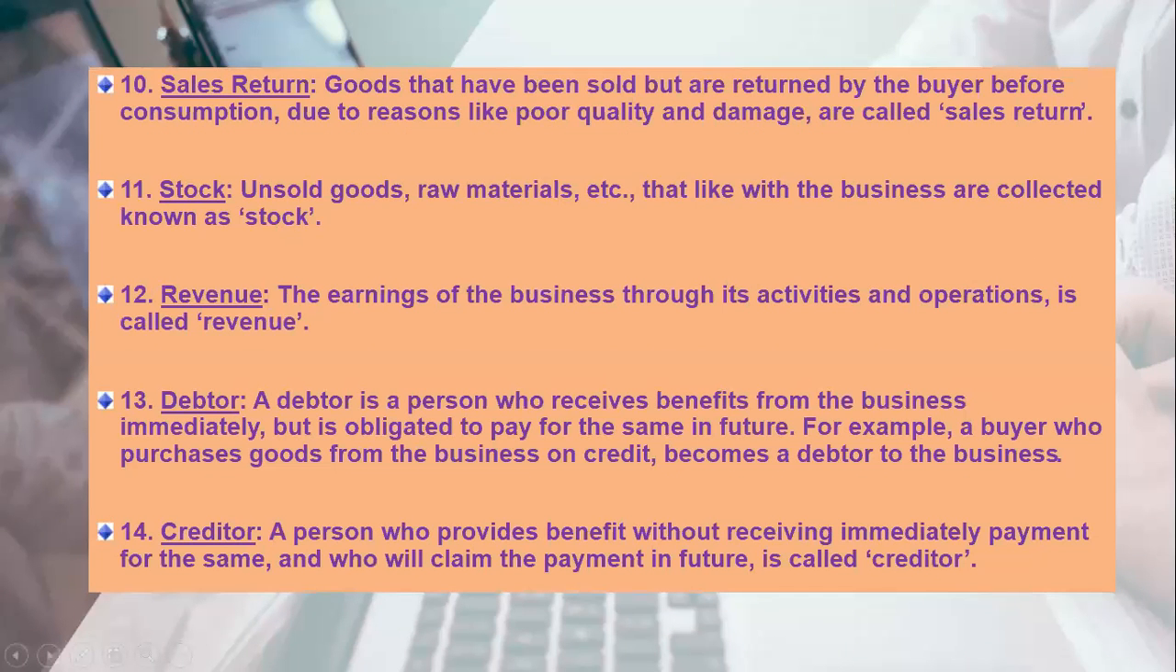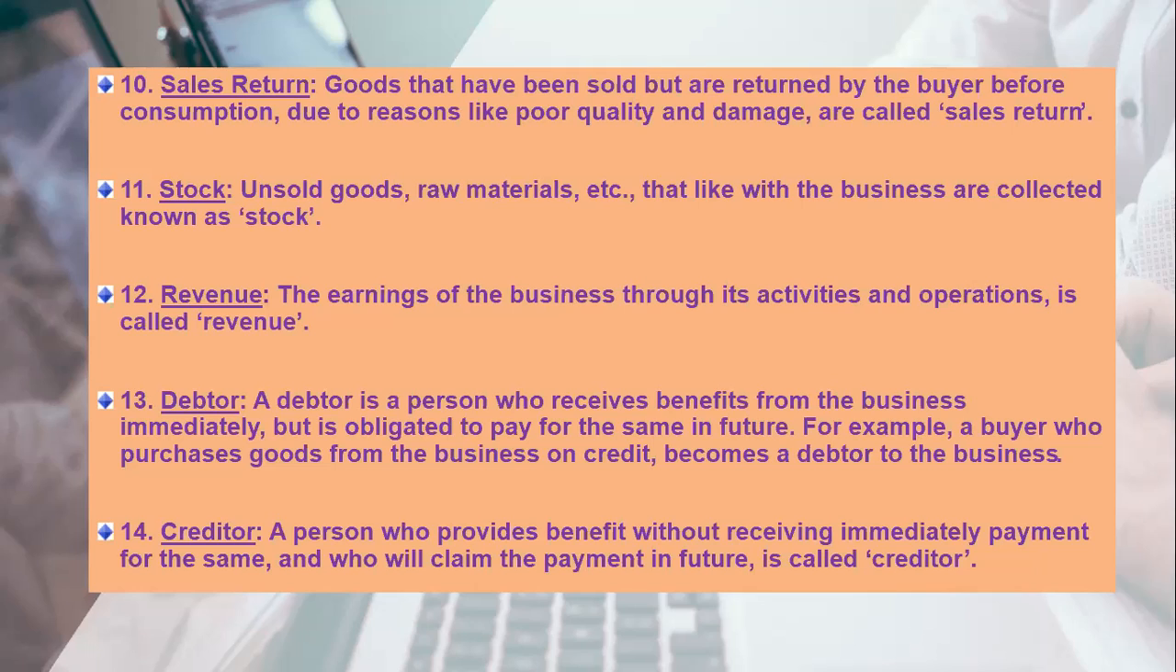Sales returns. The goods that have been sold are returned by a buyer before consumption due to reasons like poor quality and damage, and are called sales returns. Customers return goods to the suppliers if they are unhappy with the poor quality as well as damage.